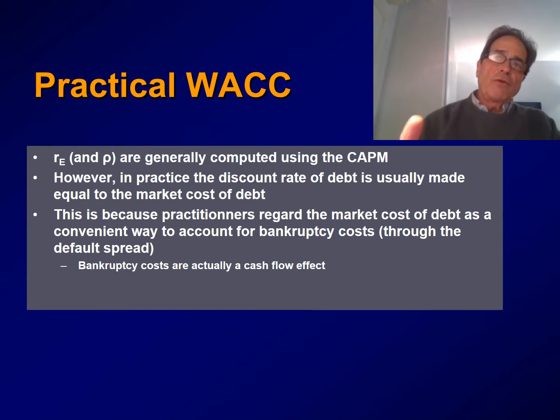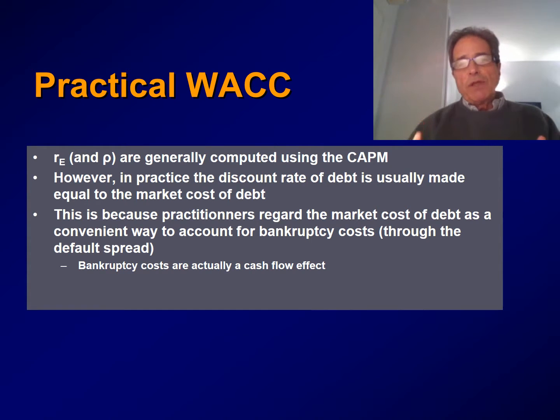And once we do this, of course, we are affecting WACC, and if we affect WACC, we affect the value of the firm when discounting at this WACC rate. So when we use the market cost of debt in the WACC formula, in this way, through the discount rate, we are accounting for the bankruptcy costs. However, we must remember that bankruptcy costs are actually a cash flow effect. In theory, bankruptcy costs should not affect the discount rate because they affect the expected cash flow. But in practice, practitioners do it the other way. They just include bankruptcy costs in the discount rate.